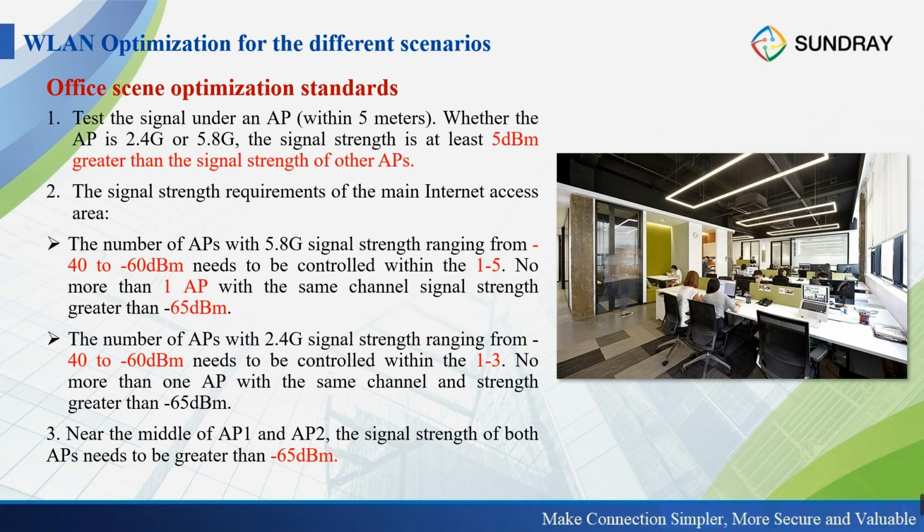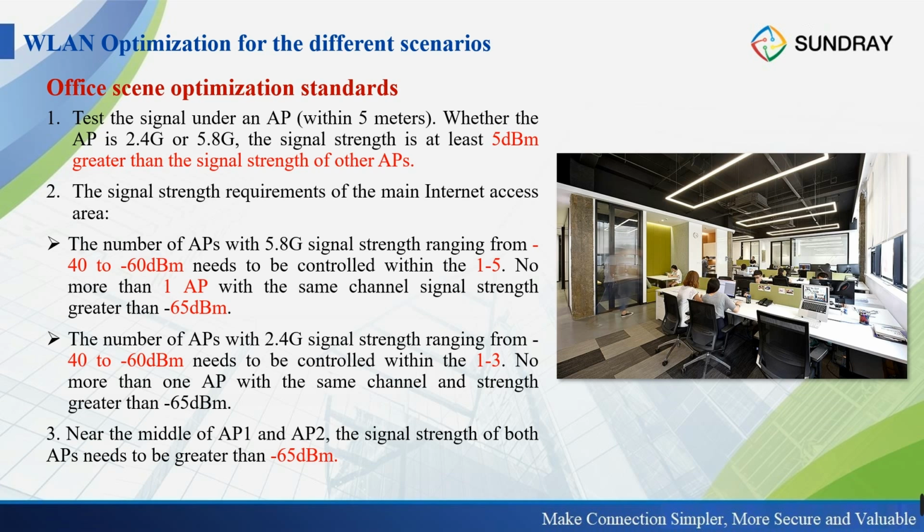If there are some other APs that have signals with almost the same signal strength as the AP we are testing right now, that is a conflict. Definitely they have interference with each other. For the main coverage area, we need to make sure there's no more than one AP in the same channel, no co-channel interference, no more than one AP on the same channel.